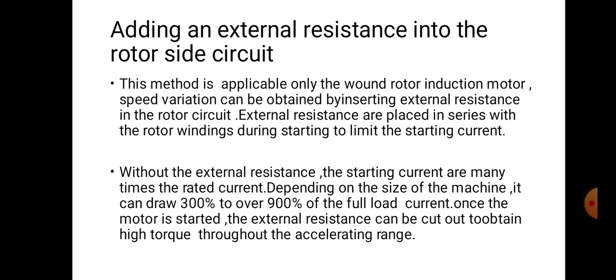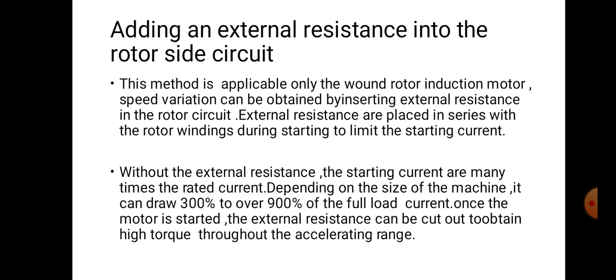In this method, the external resistance is placed in the rotor side circuit, so that we can change the rotor speed. By changing the rotor speed, the machine speed can be controlled. Let us discuss this method. This method is applicable only to the wound rotor induction motor, where speed variation can be obtained by inserting external resistance in the rotor circuit.